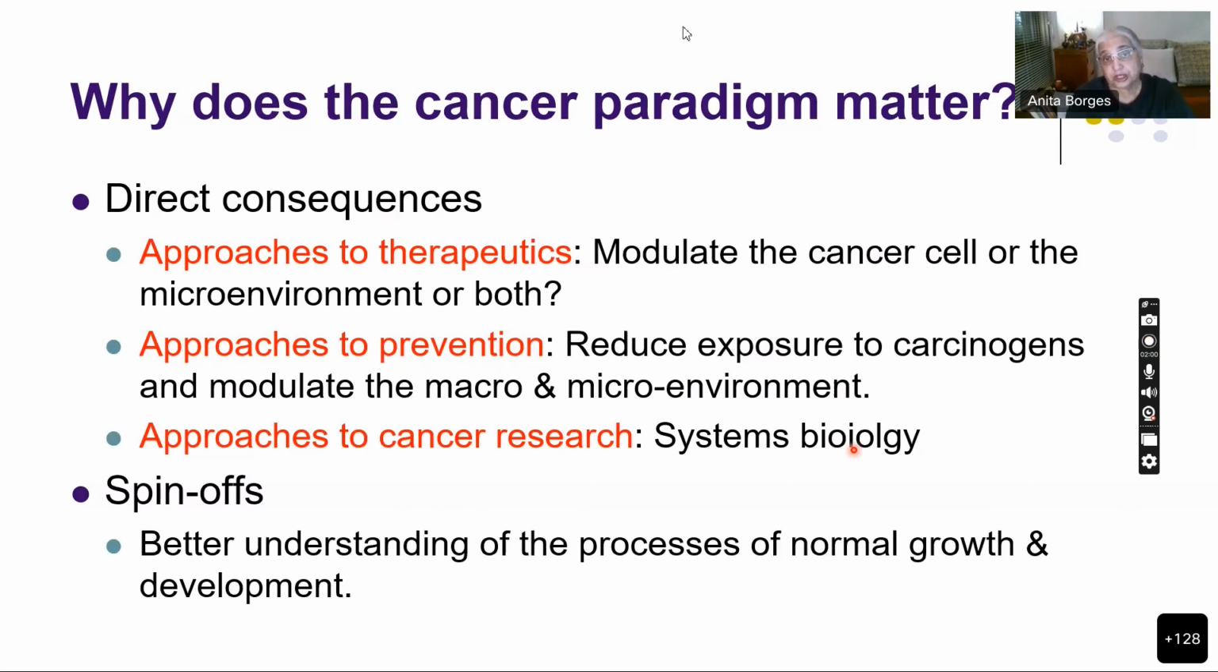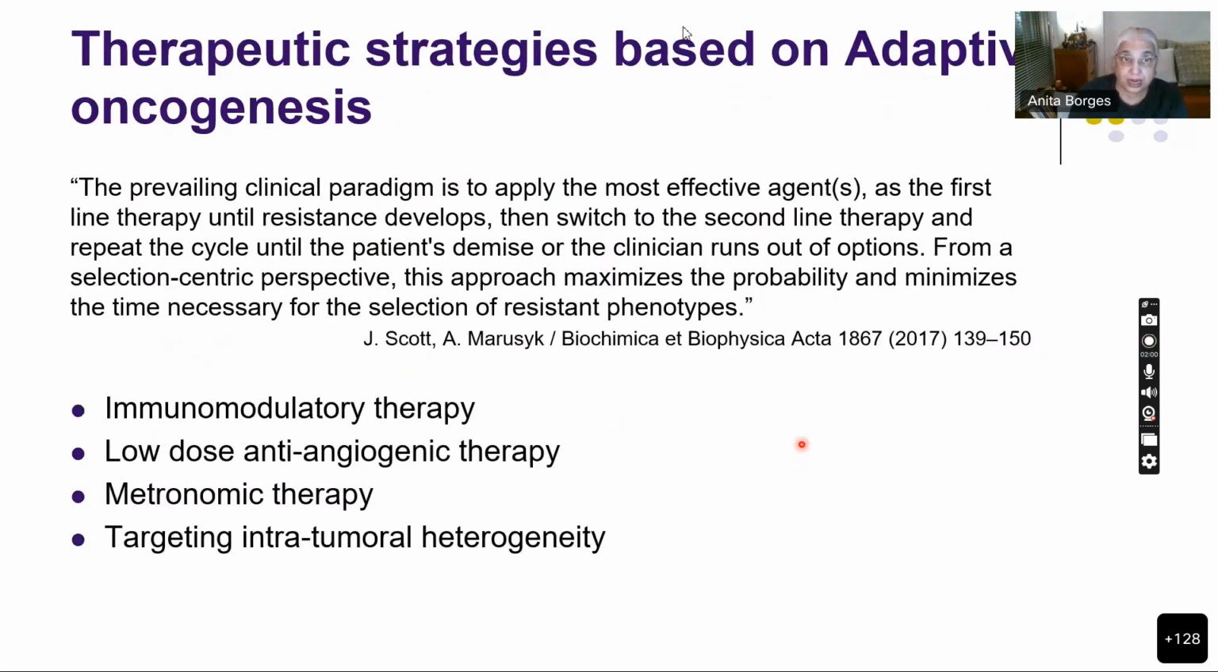Approaches to prevention: should you reduce exposure to carcinogens and modulate the macro or microenvironment? I think we should do both. And approaches to cancer research, for which you need systems biology. And I think as spin-offs of this, you get a better understanding of the processes of normal growth and development. And today, we are going away from the first approach. We are still doing this day in and day out, switching from first-line chemotherapy to second-line and third-line chemotherapy until, as they say, the patient's demise, or the clinician runs out of options, or sometimes the patient runs out of money. Okay?